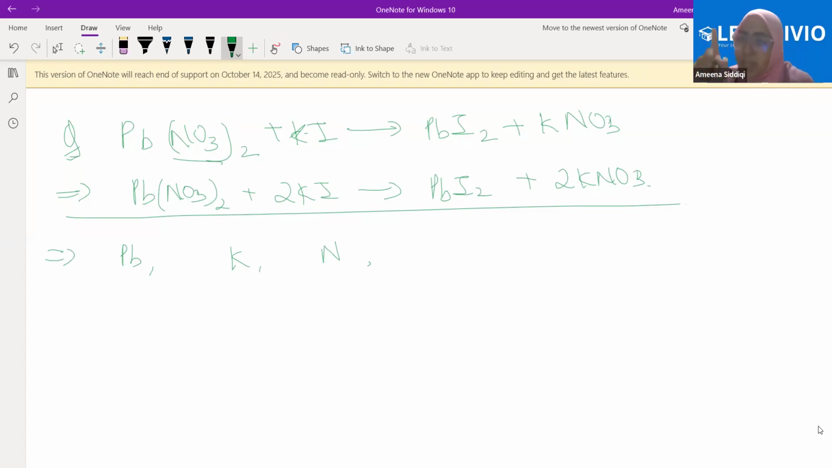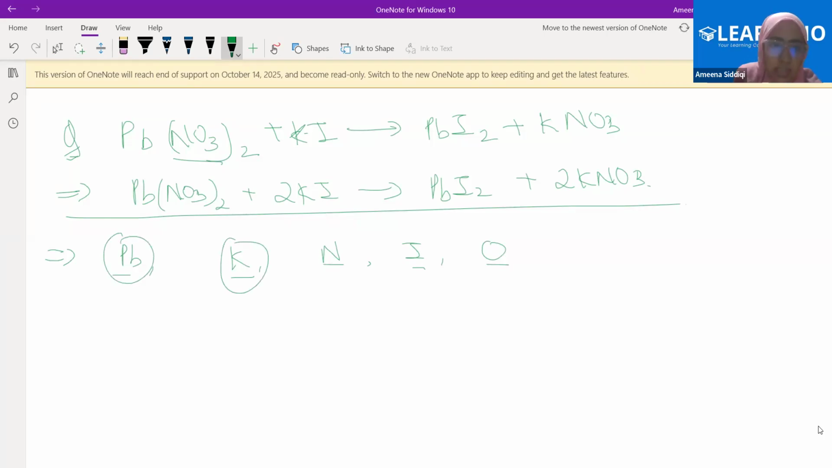Pb is one symbol, N is another symbol, O is another symbol, K is another symbol, right? So let's see: Pb, K, N, I, and O. So five elements. Out of these, this is a metal, this is a metal, then non-metals, and oxygen. First, we'll balance either of them.